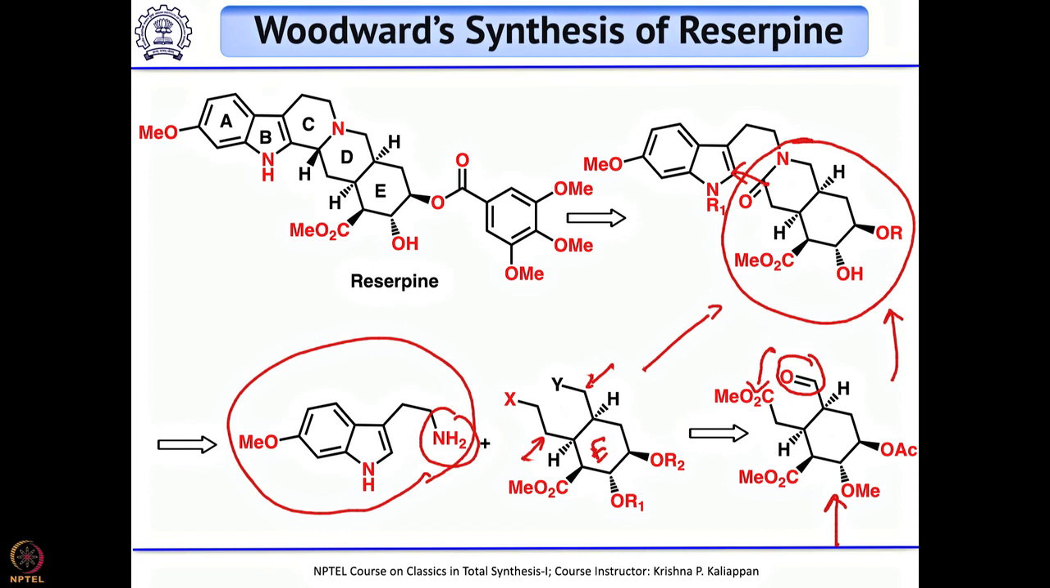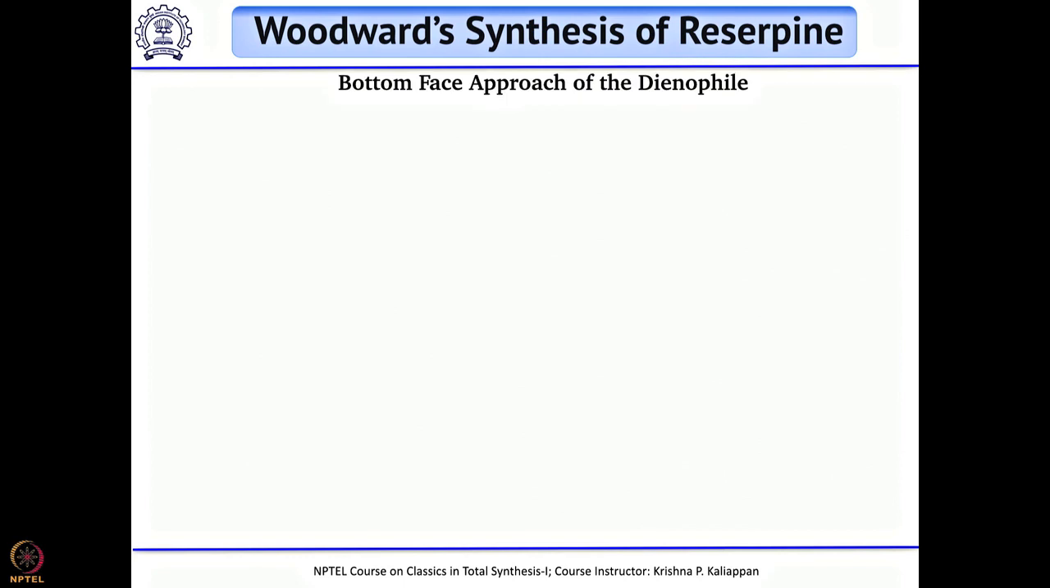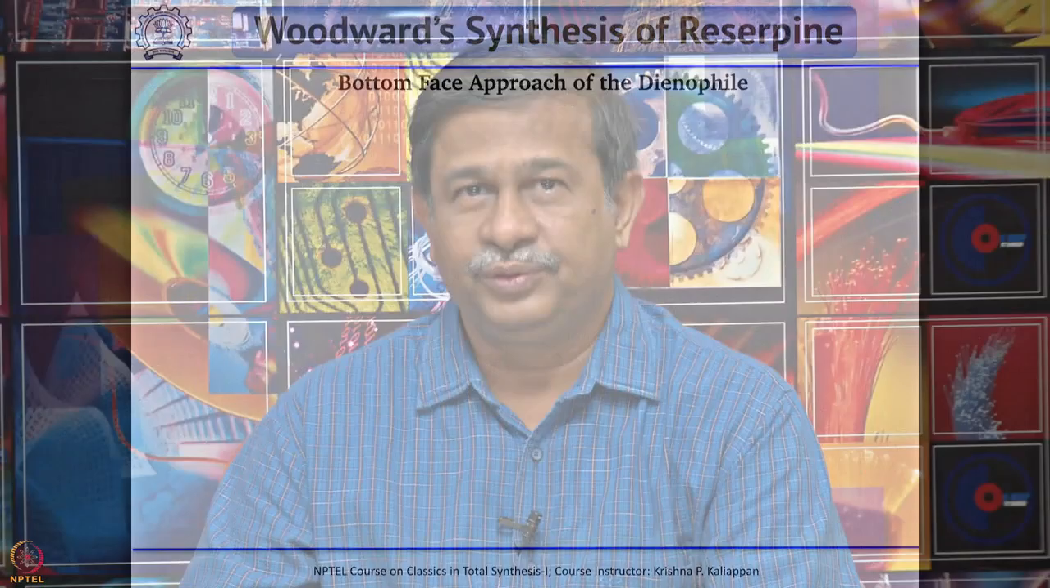Now if you look at this, it is a penta substituted E ring with a cis ring junction. So now, as I said, he wanted to use the Diels-Alder reaction as the key reaction. When you talk about the Diels-Alder reaction, you have to keep either the diene or the dienophile static. If you are keeping the diene static, then the dienophile can approach the diene either from the top face or from the bottom face.